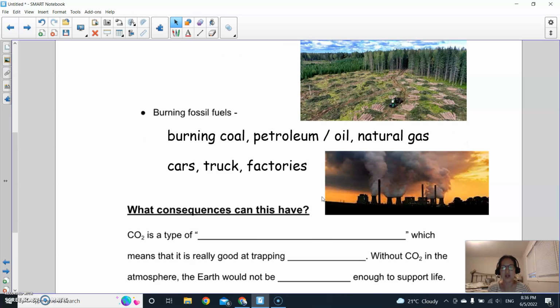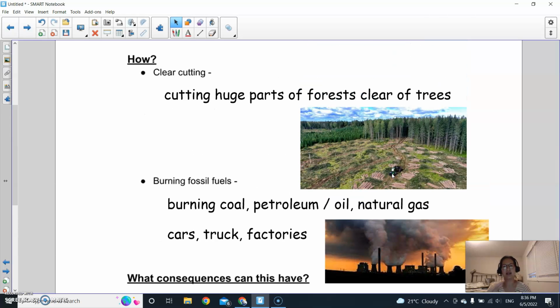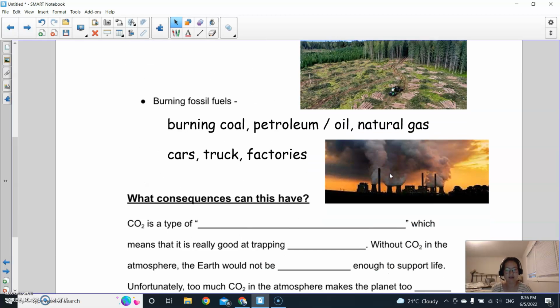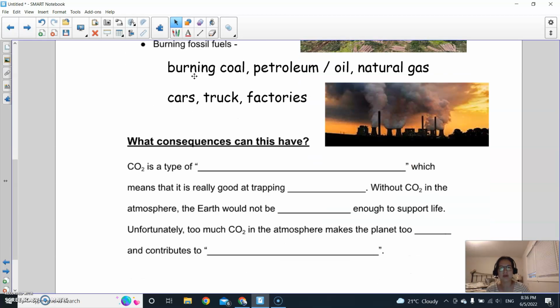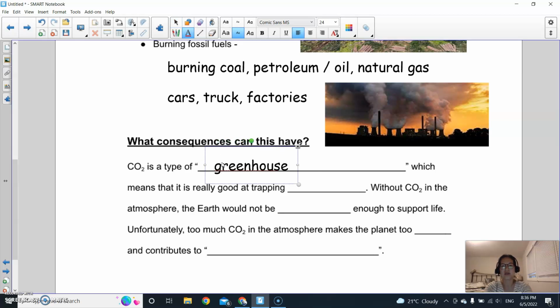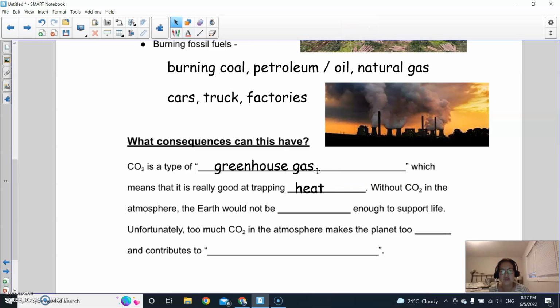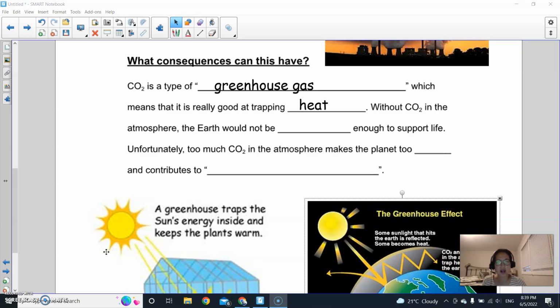So what consequences do clear cutting and burning fossil fuels have? Well, CO2 is a type of greenhouse gas. Greenhouse gas means that it is really good at trapping heat. Please copy those down. It's really good at trapping heat. Let me just describe what a greenhouse gas does.